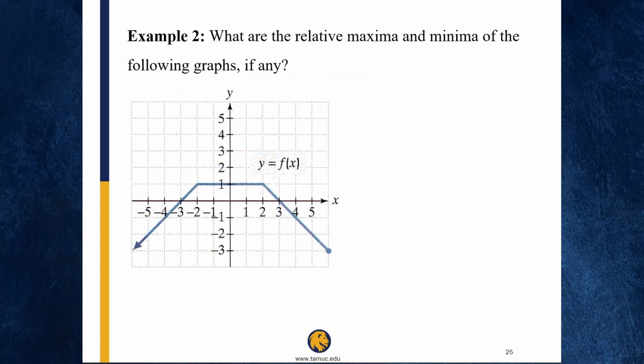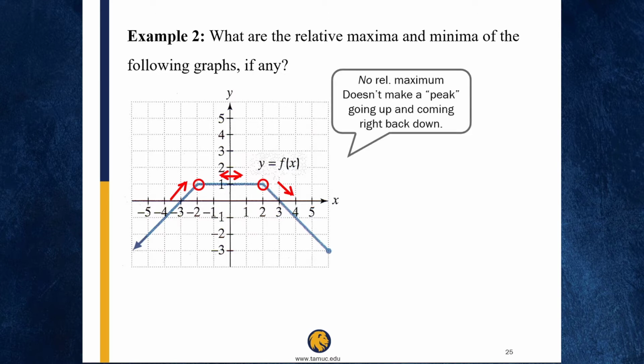Here's another graph. We'll find the relative maxima and minima if there are any. In this case, there are some points up at the top where the graph goes up and down. However, it doesn't go right up and come right back down again. It sort of plateaus into a flat spot. So we don't actually have any relative maximum here, since it doesn't make a peak by going right up to a point and then immediately coming right back down.